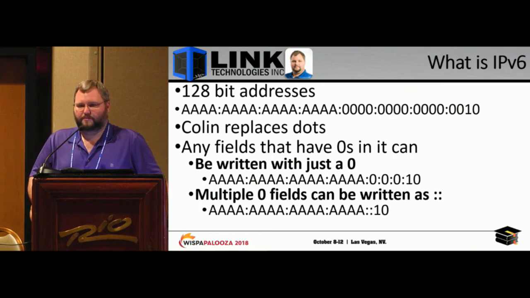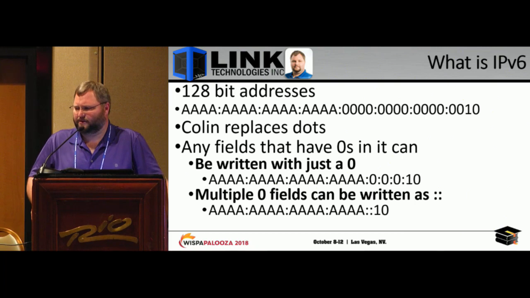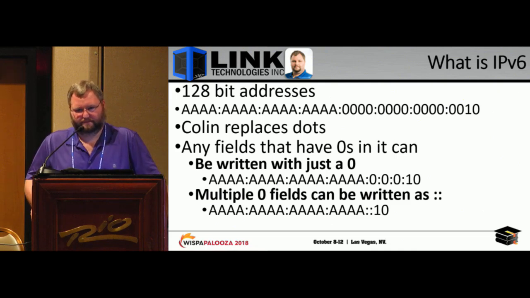Basically, each field represents 65,536 values. The colon replaces the dots. I believe we call these hex its, hextets. Quartets? No, those are the IPv4 ones. Octets. We'll get it right.